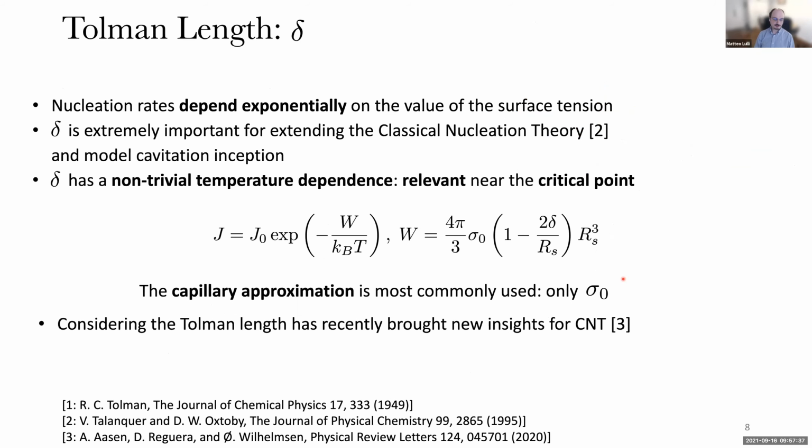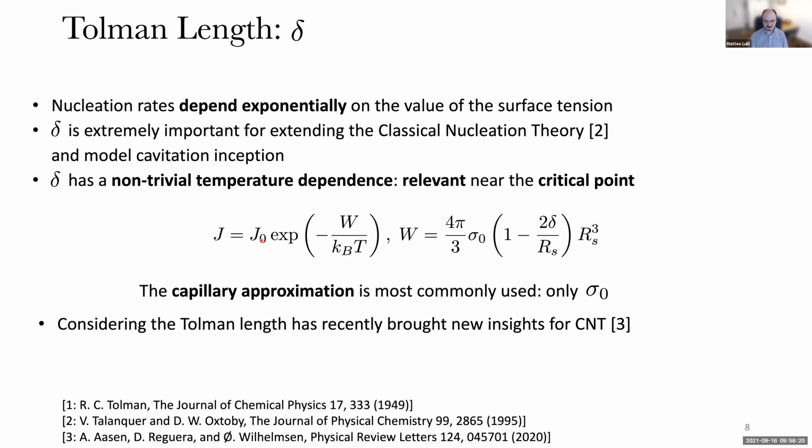Okay, that's one. So now we can go back to the physical importance of the Tolman length. Let's pick up again classical nucleation theory. Nucleation rates depend exponentially on the value of the surface tension. This makes delta extremely important, because the surface tension is in the exponent of an exponential. So any tiny difference is going to count. And in fact, we can see it from here. So this is, for example, the nucleation rate.